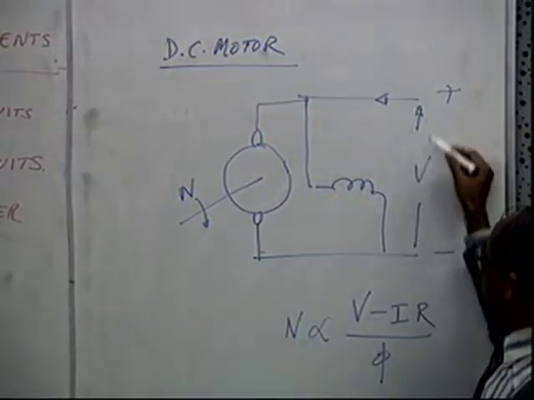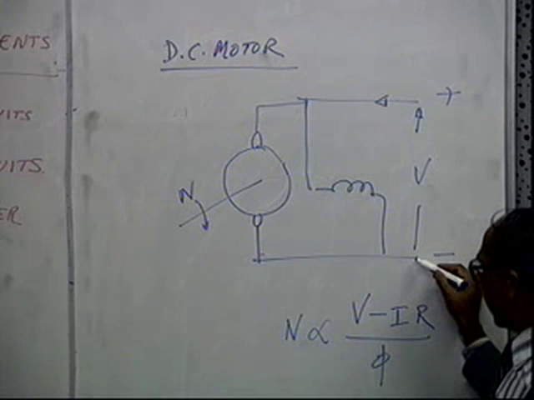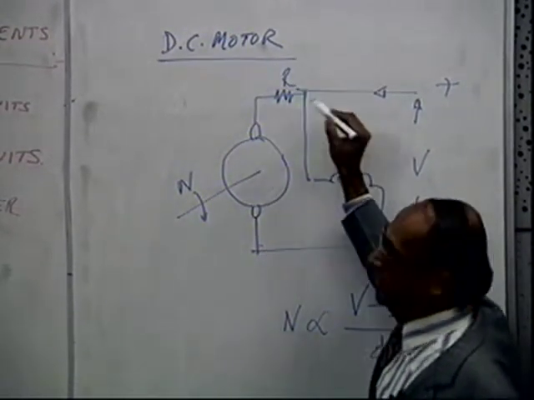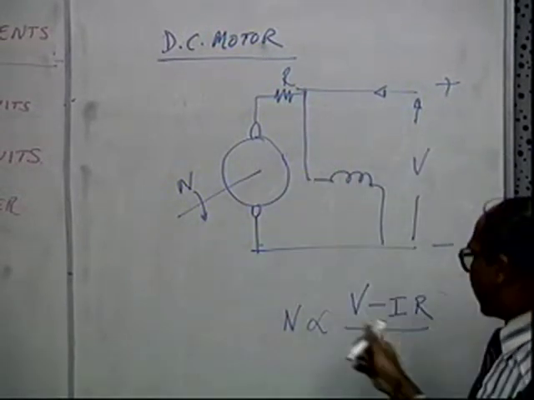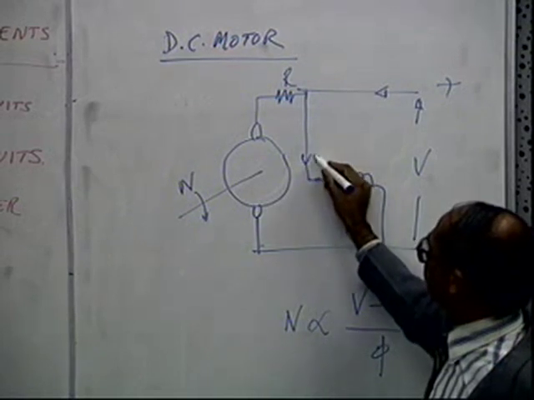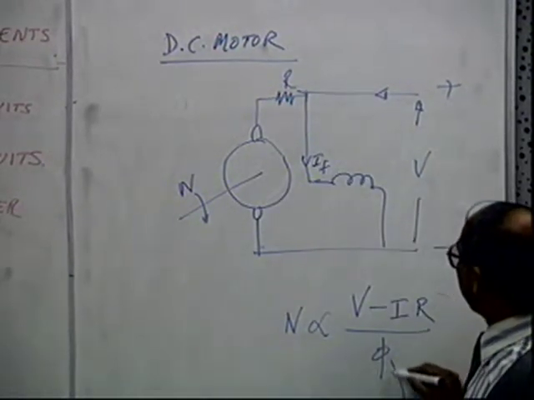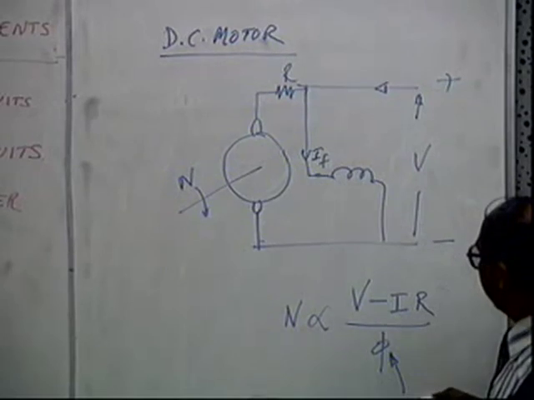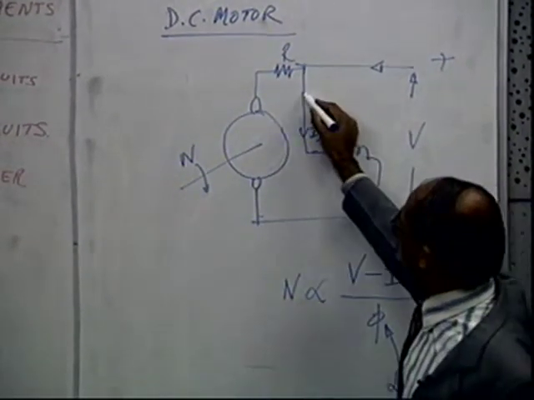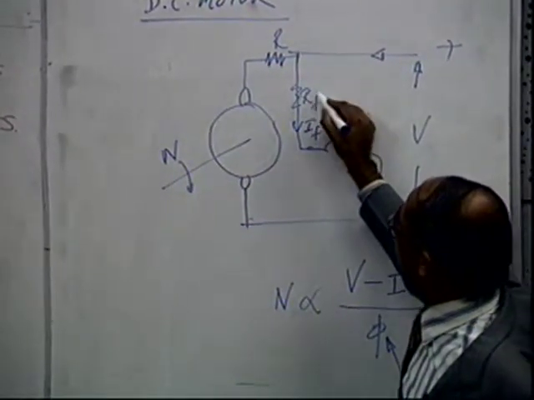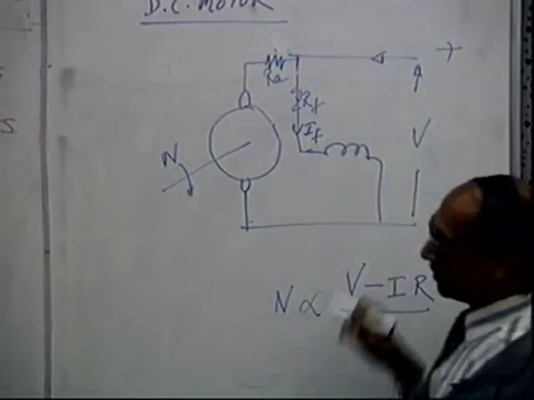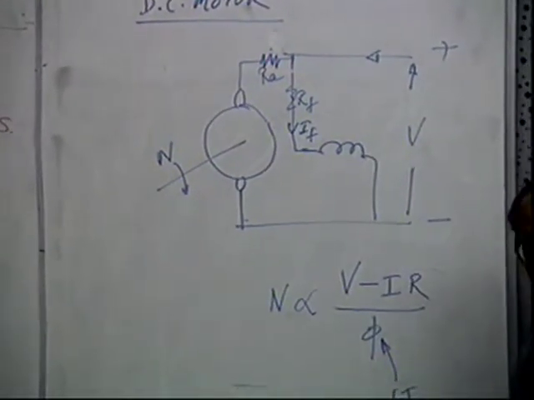you can change the speed of a DC motor either by changing the voltage at the terminal, or by adding an external resistance in the circuit, or by decreasing the flux, because this is proportional to the field current, that is whatever current in the field. It can be done by external resistance here. Let us say this is the armature resistance and this is the field resistance.